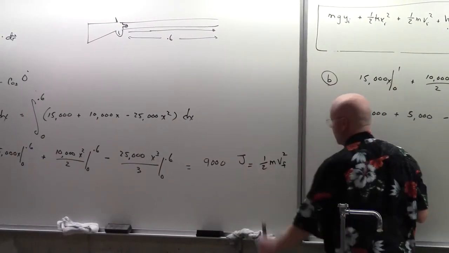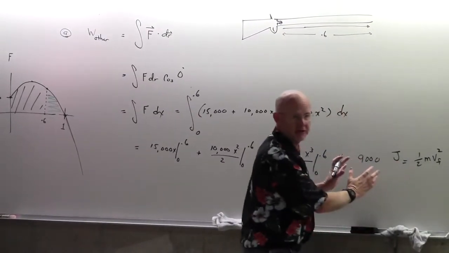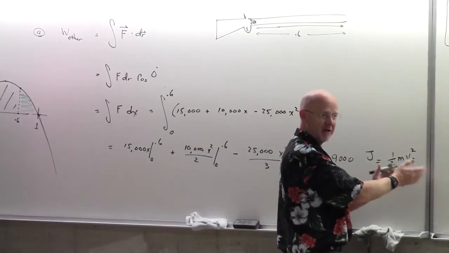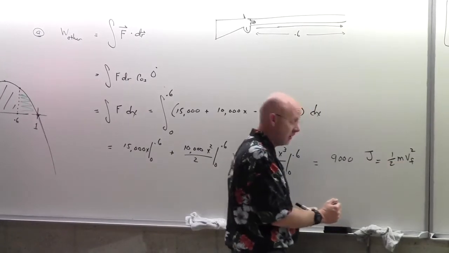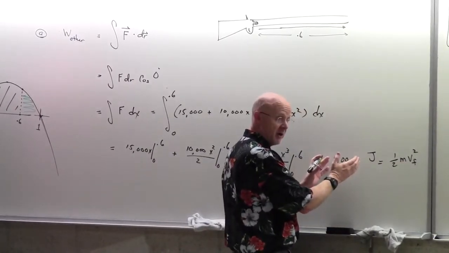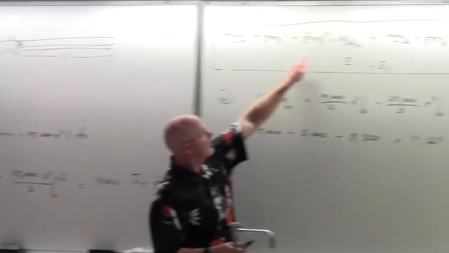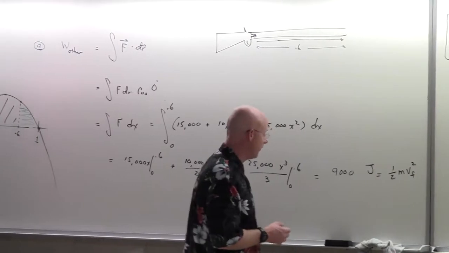mv final squared, right? Now notice the work is positive. What did we say positive work does? Makes it go faster. And you can now see it in the equation. That if this number here is positive, it's going to make this term bigger than that term. So positive work makes it go faster.